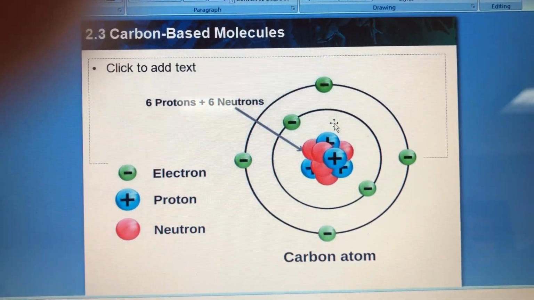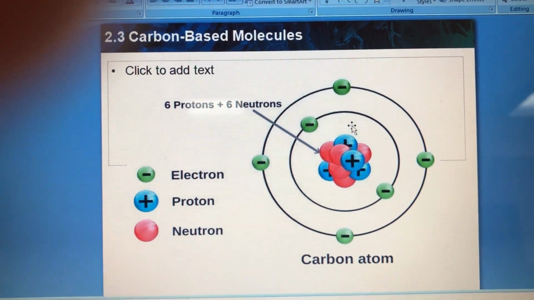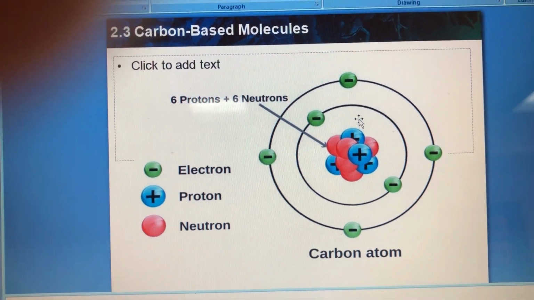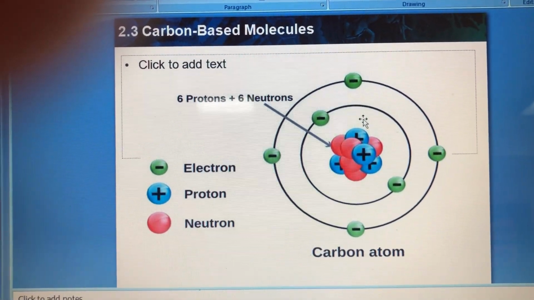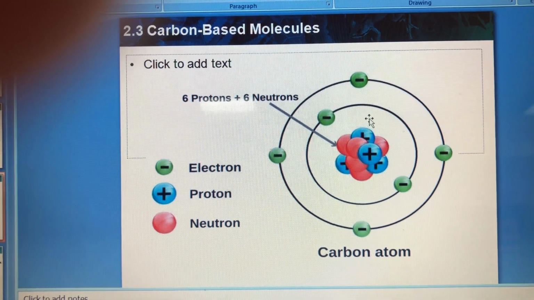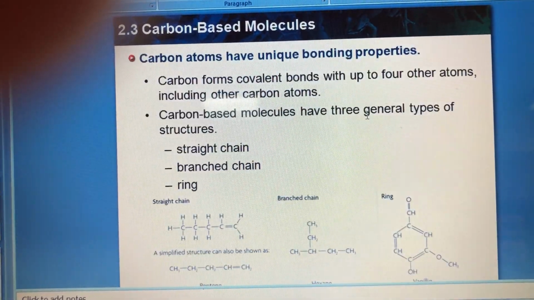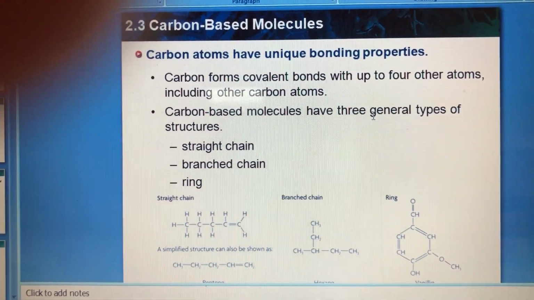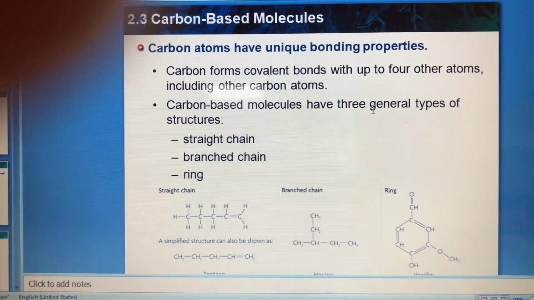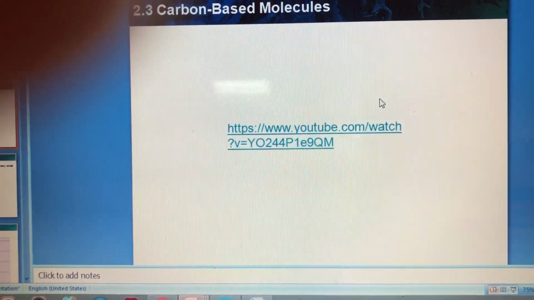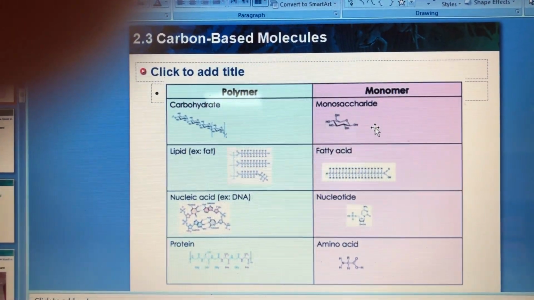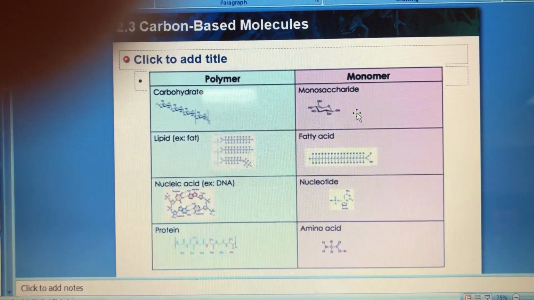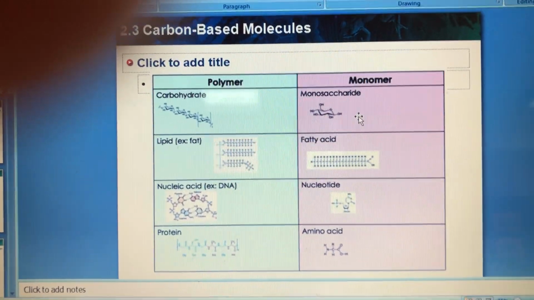What is unique about carbon atoms is that they have 4 electrons in the outermost energy level, and this gives a carbon atom the property of making 4 covalent bonds with other atoms. Now carbon-based molecules have 3 general types of structures: straight, branched, or ring. And these carbon-based molecules are polymers, and each one is made of specific monomers.